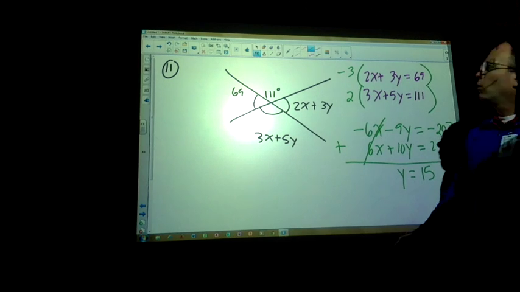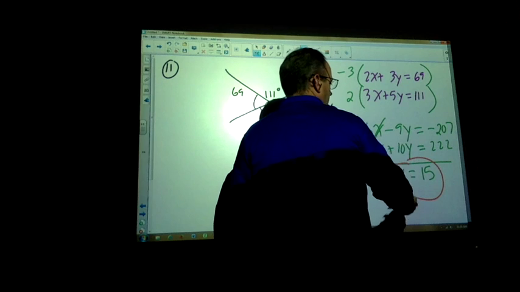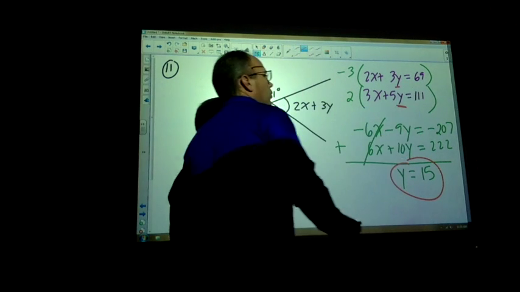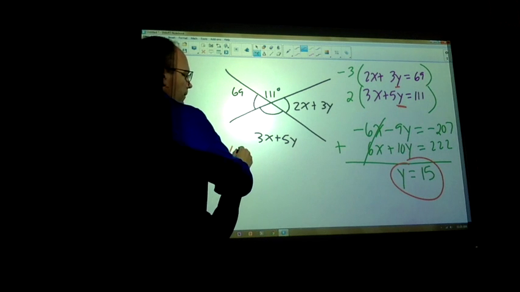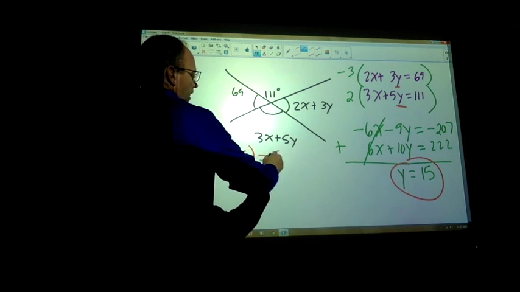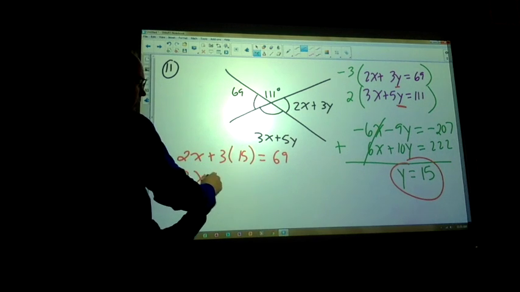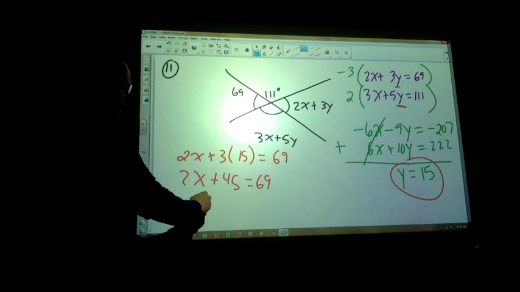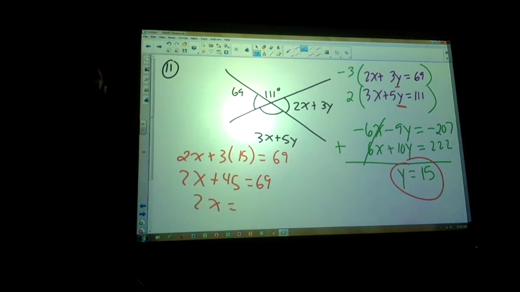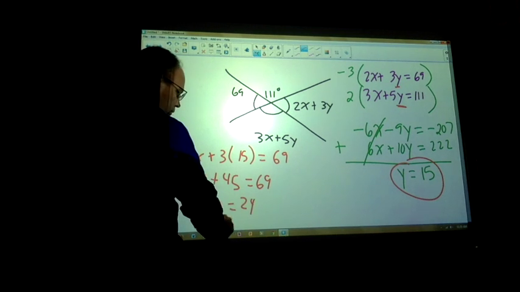All right, what do I have to do to get my x value now? I'm going to take this 15. I'll plug it back in either here or here. Doesn't matter which one. I'll pick the top one. So I get 2x plus 3 times 15 equals 69. Yes? 2x, what's that? Multiply together. 45. 45, thank you. Equals 69. Subtract 45. If I subtract 45, 69 minus 45, I get 24. Is that right? So x is equal to 12.